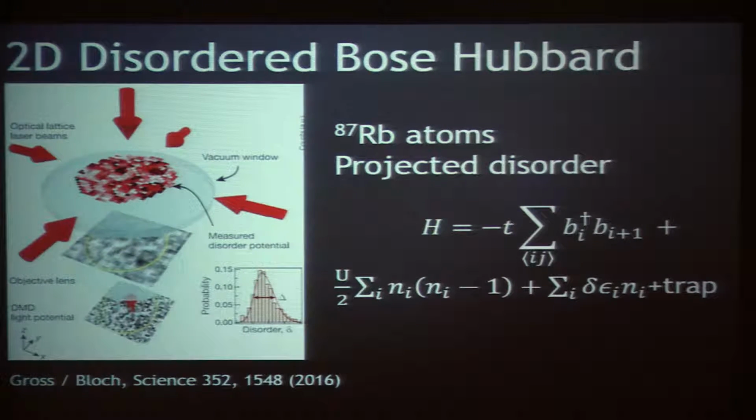And this is a projected disorder experiment, where it's like controllable speckle. So they controlled it to have some determined disorder potential on top of the atoms, which you can see there. And they generated a Gaussian distribution of disorder site energies. So this is the model they realized: a 2D disordered Bose-Hubbard model, where the disorder is mostly in the site energies, with atoms trapped in the plane.